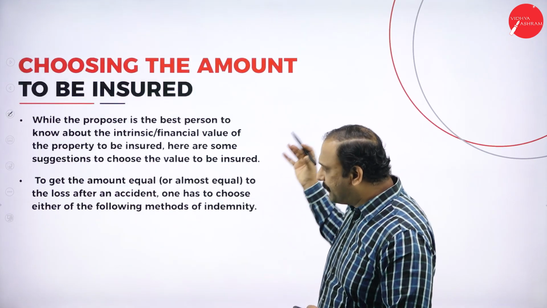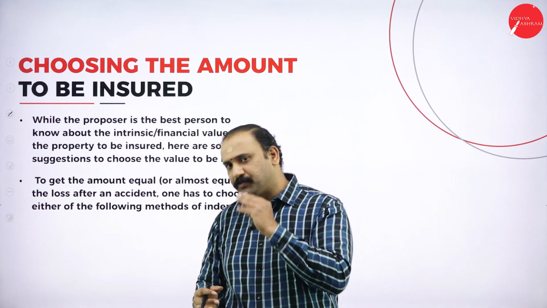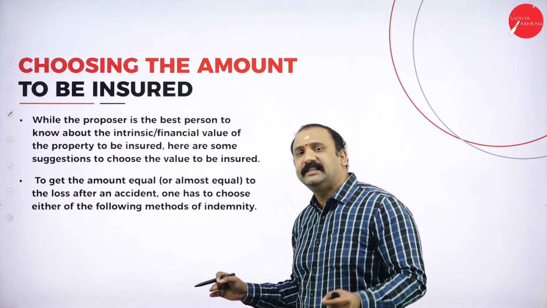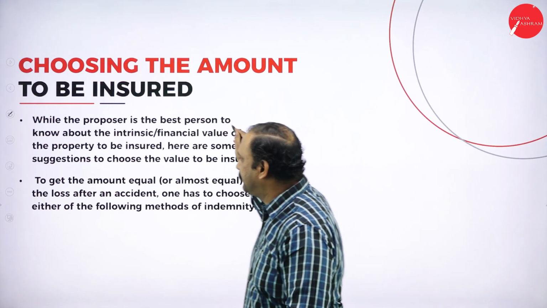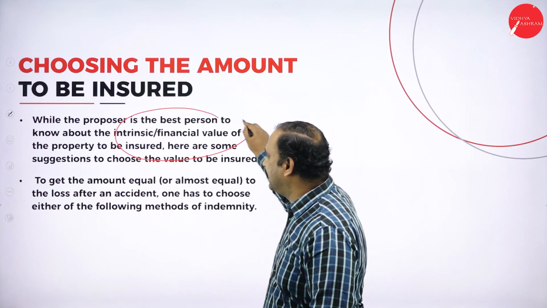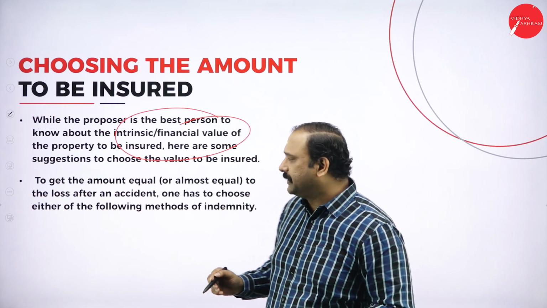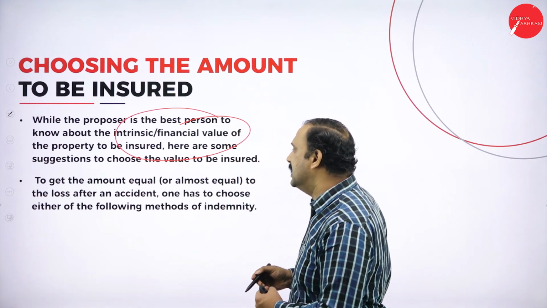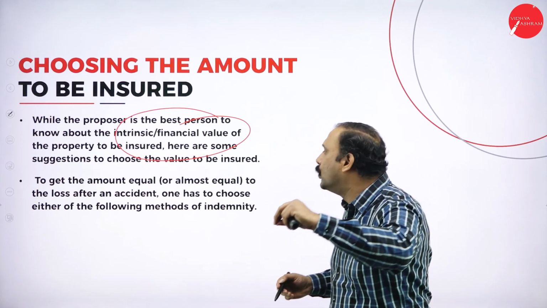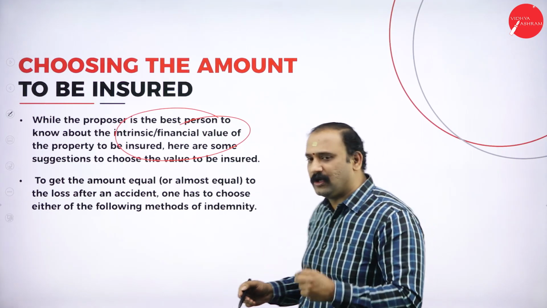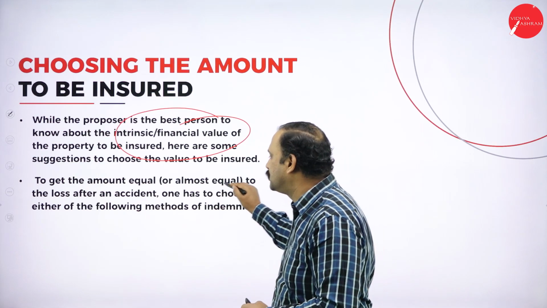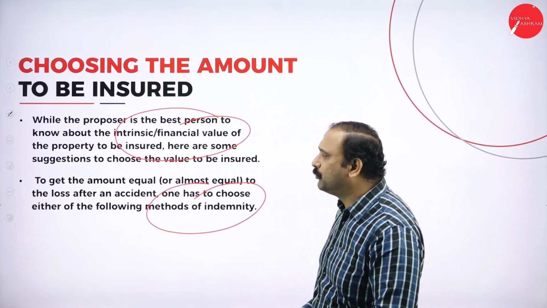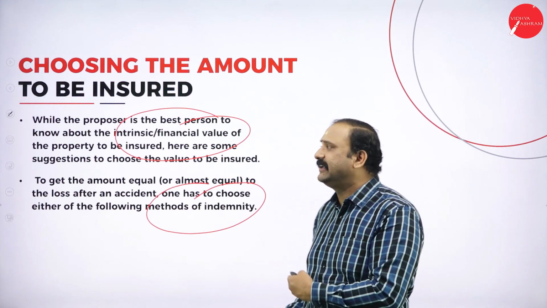Now, choosing the amount to be insured, this is the most valid factor that we have to work upon. Why? Because while the proposer is the best person to know about the intrinsic financial value of the property to be insured, here are some of the suggestions that you need to understand. To get the amount equal or almost equal to a loss after an accident, one has to choose either of the following methods of indemnity. Let's look at what ways in which we can choose the correct insurance.